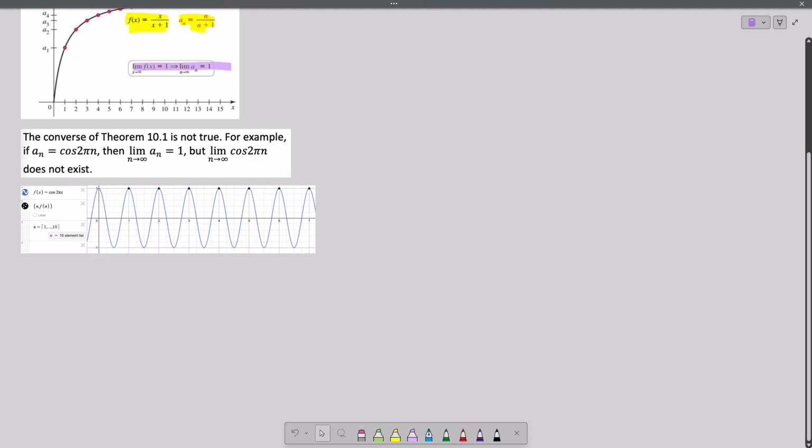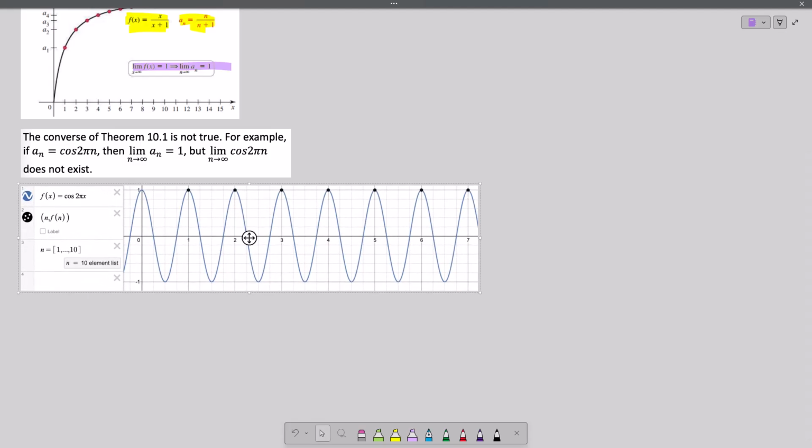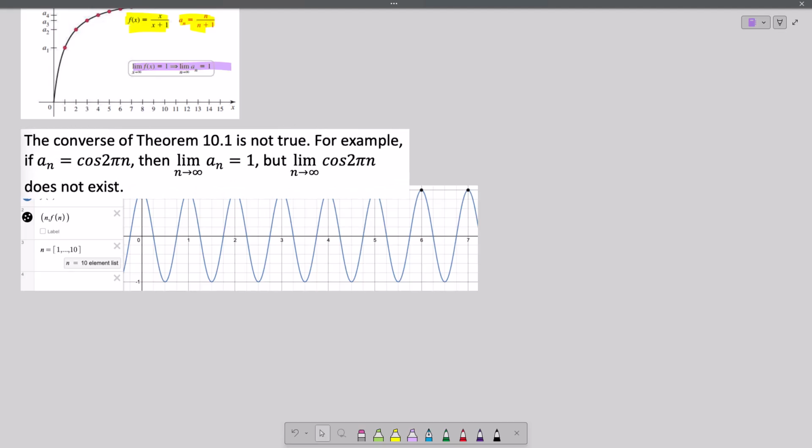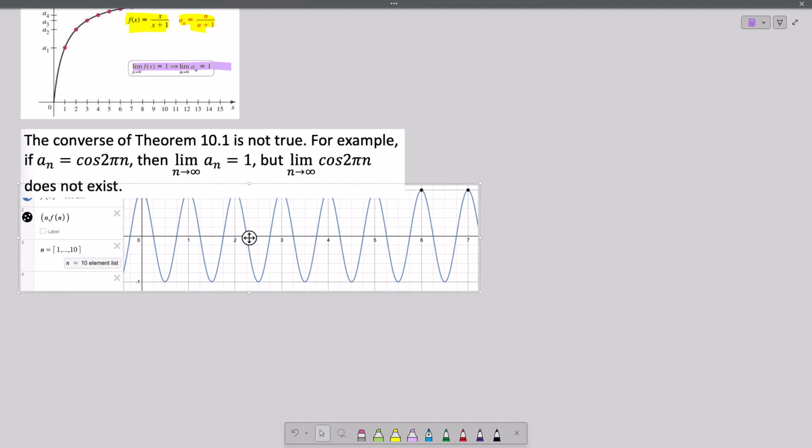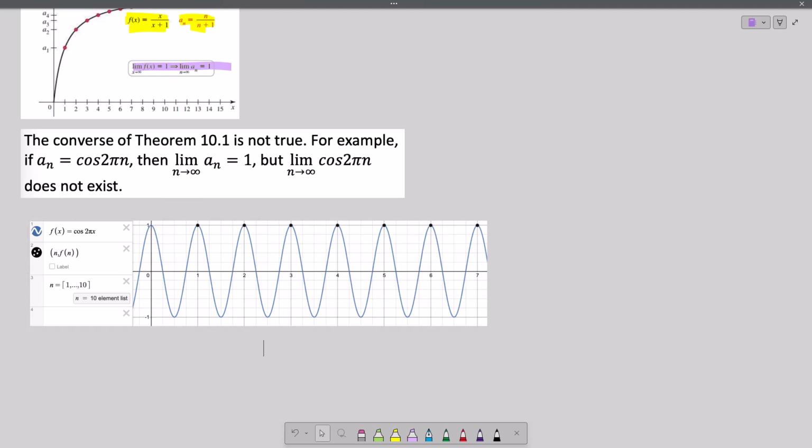So let's look at this example right here. Let's make that a little bit bigger. Let me write this function out more explicitly. If we look at this function, let's turn it into the continuous function, cosine of 2 pi x. That's the blue curve right there.